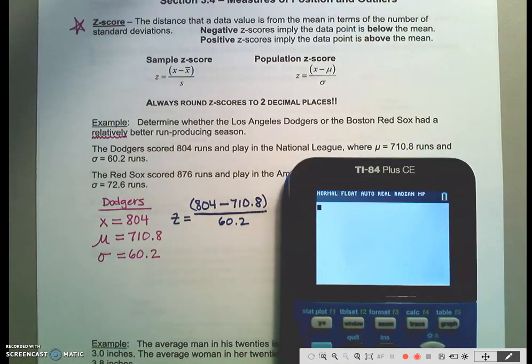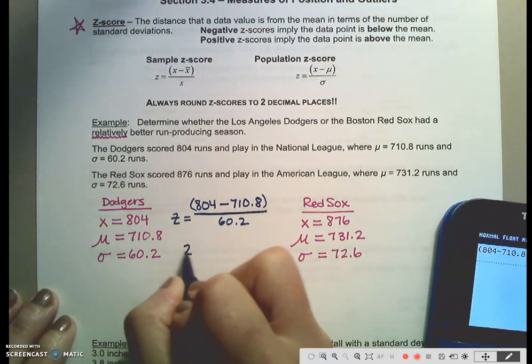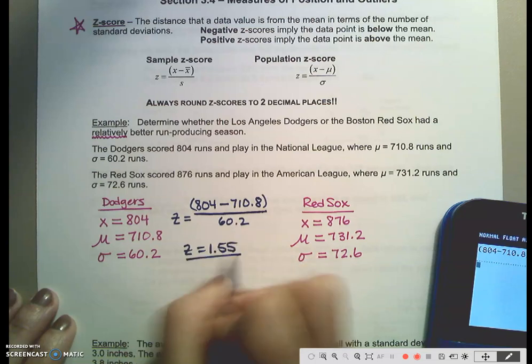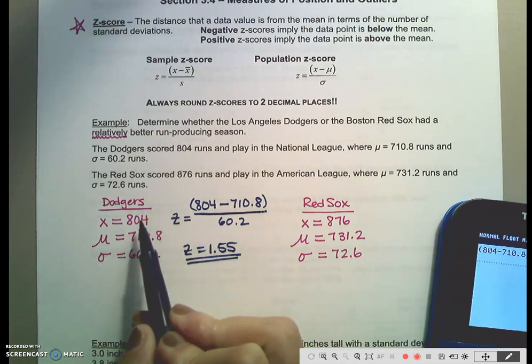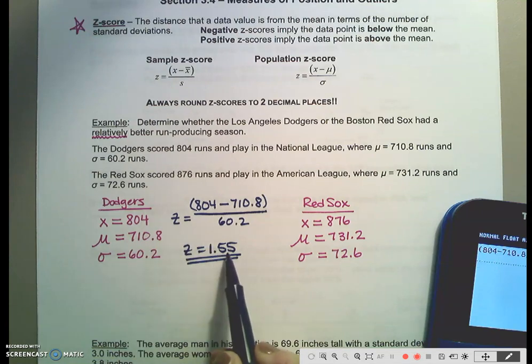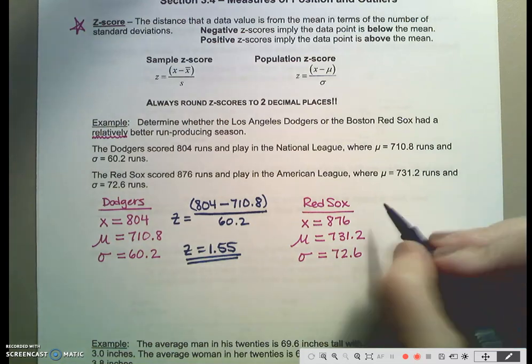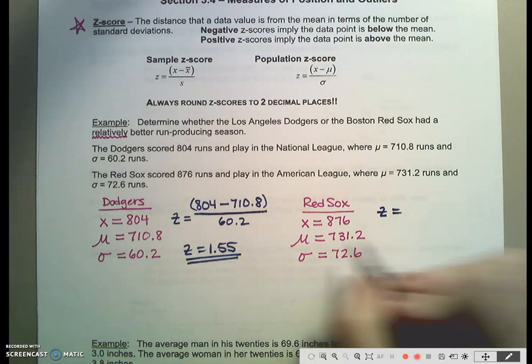So let's see what we get here with this. We have 804 minus 710.8 over 60.2. And let's see what the z-score turns out to be for the Dodgers. We're going to round to 2 decimals, so I'm going to call that 1.55. So that would be the z-score for the Dodgers, meaning that 804 runs is 1.55 standard deviations above the mean. So now we know exactly where they're sitting with respect to the mean, and I'll draw a picture here in a little bit.